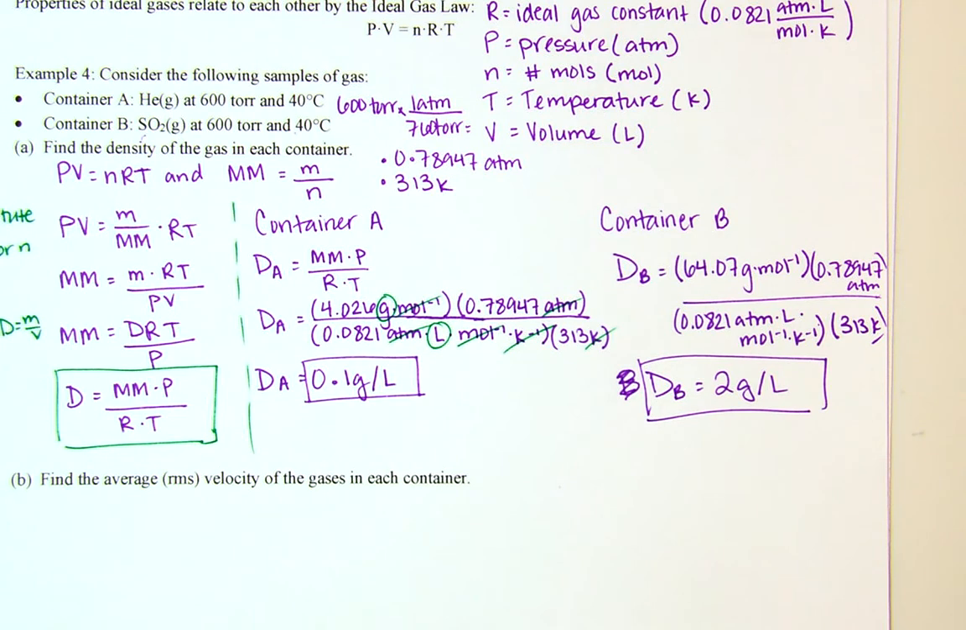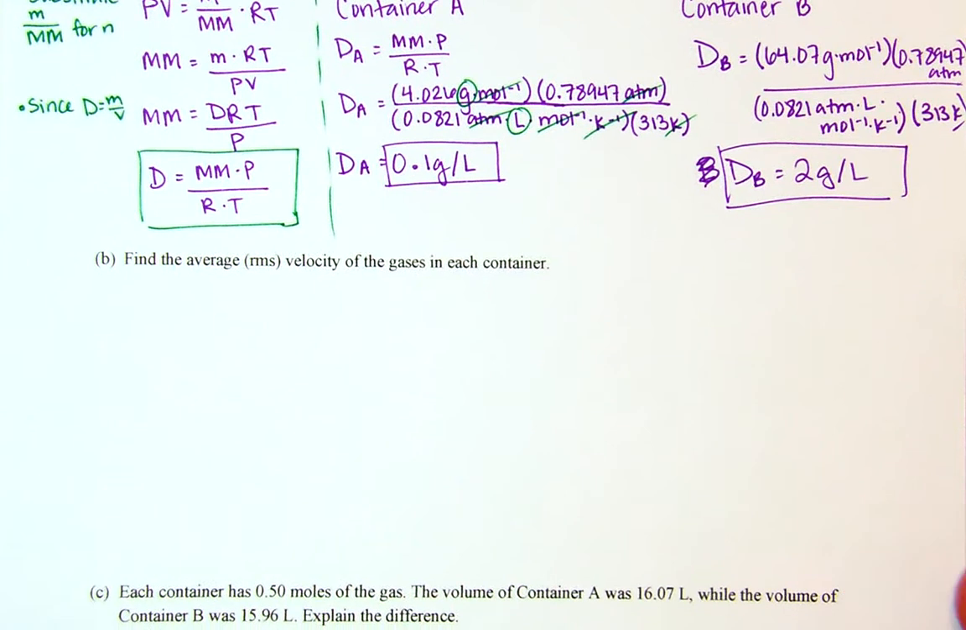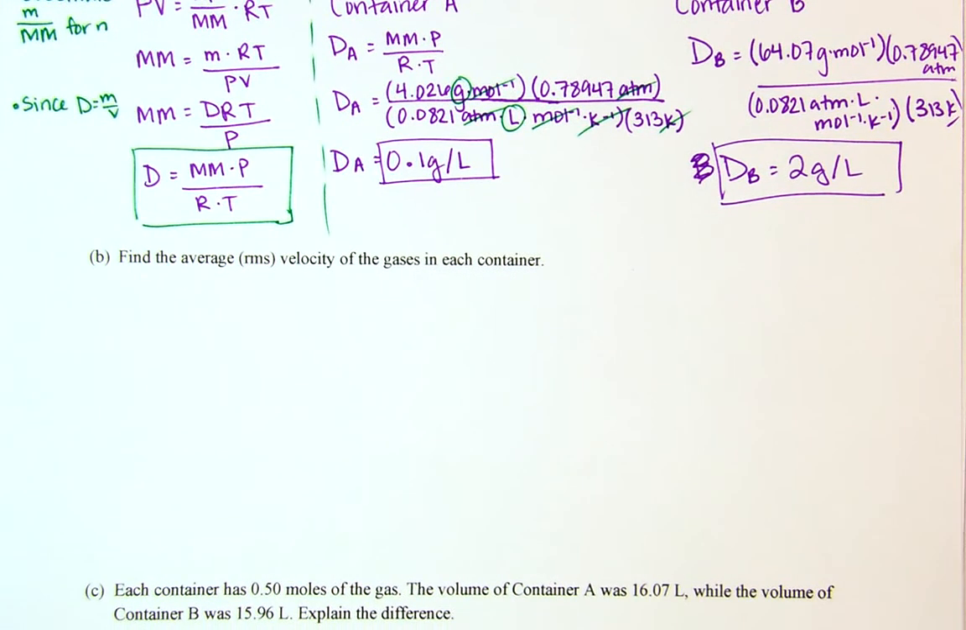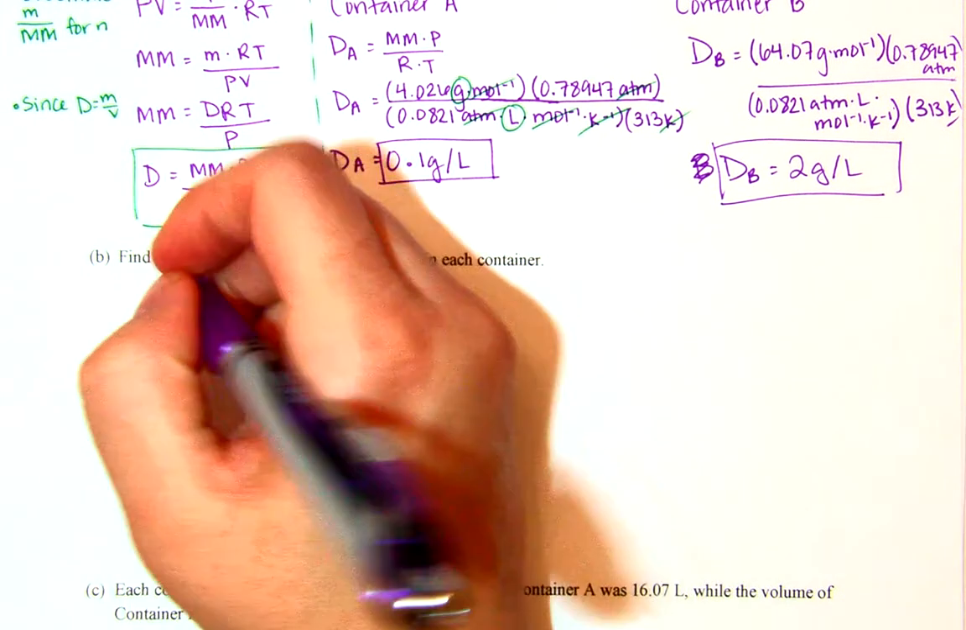Okay, part B. Find the average root mean square velocity of the gases in each container. So at the same temperature, molecules have the same average kinetic energy that's not dependent on their size. It only is dependent on temperature. But lighter molecules actually are moving at a faster speed. That does depend on their size.